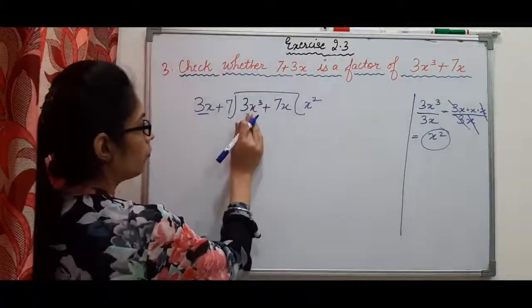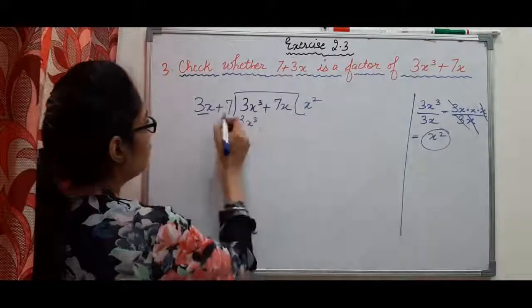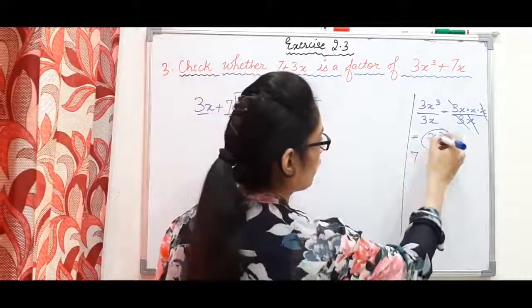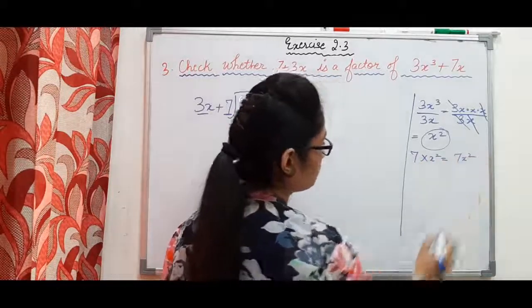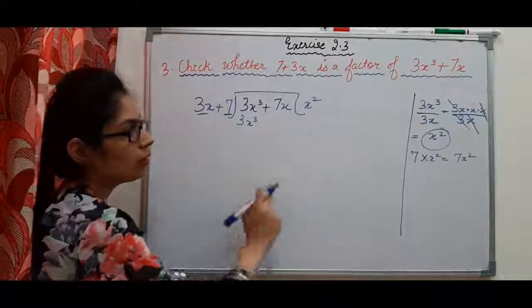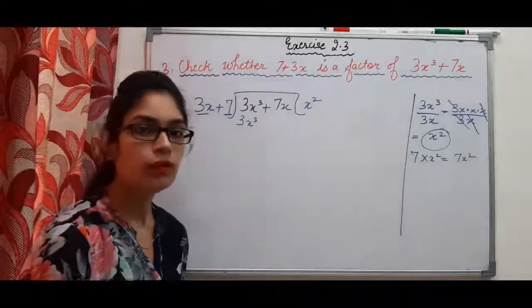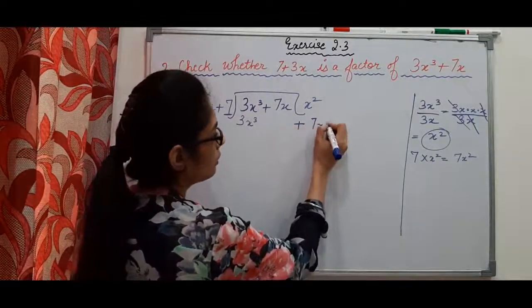So here you will have to write the same term, 3x cube. Now this number, which is 7, you have to multiply with this, 7 into x square, it is 7x square. So you have to see the like terms. I can see here no like term is present. If no like term is there, just write that term at the end, 7x square.